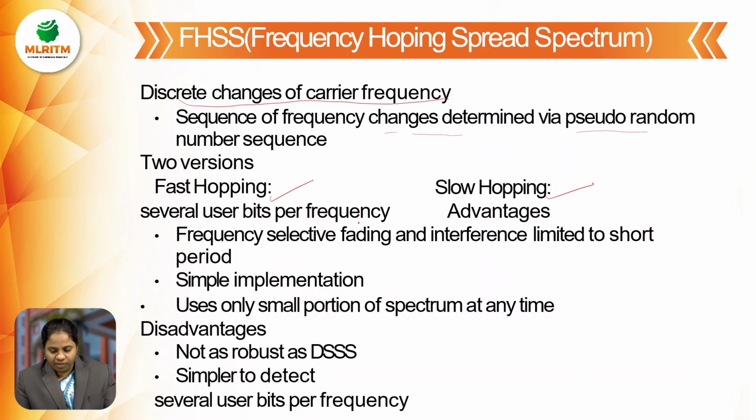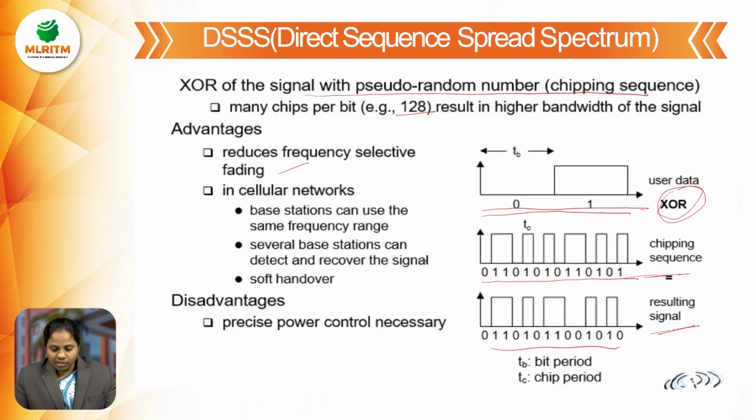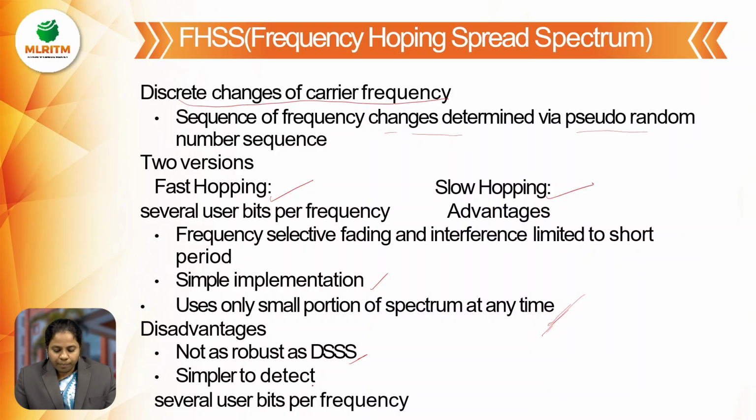user bits per frequency. The advantages are frequency selective fading, interference limited to a short period, and simple implementation using only a small portion of the spectrum at any time. Coming to disadvantages, it is not as robust as direct sequence spread spectrum, and it is simpler to detect.